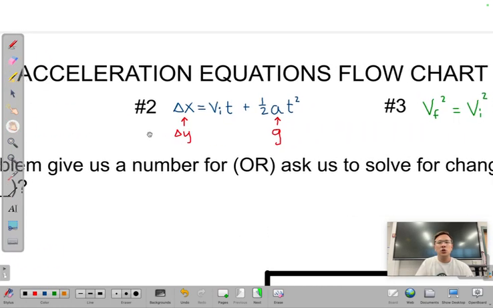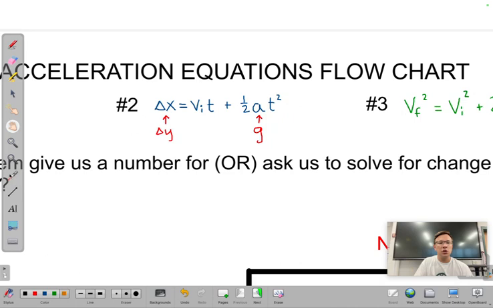The second equation that we have involves change in position. So we have the change in position of the object is equal to its initial velocity multiplied by time plus 1/2 times acceleration times t squared. I do want to clarify on this that, in fact, I'm going to rewrite this.